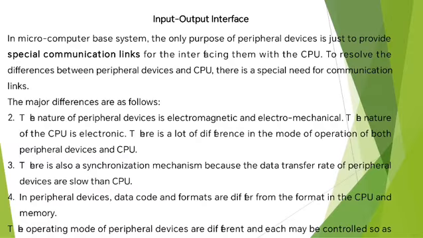Next we can see how the input output interfaces work. In a microcomputer based system, the only purpose of peripheral devices is to provide special communication links for interfacing them with the CPU. To resolve the differences between peripheral devices and CPU, there is a special need for communication links.